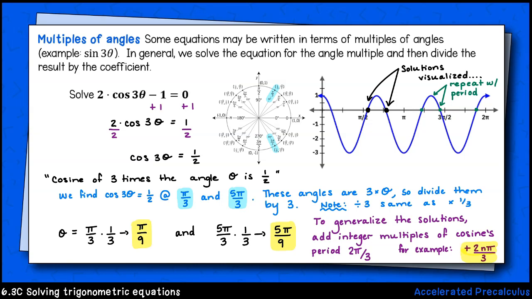As always, it's a good idea to visualize these solutions using our graph, which is provided here on your screen and in your notes. The graph shows the solutions as x-intercepts since the right side of our equation is equal to 0. One more example.